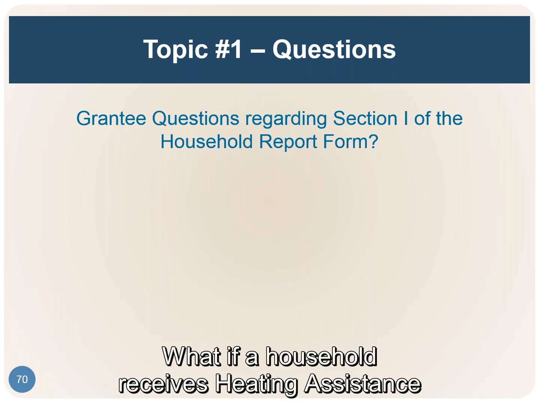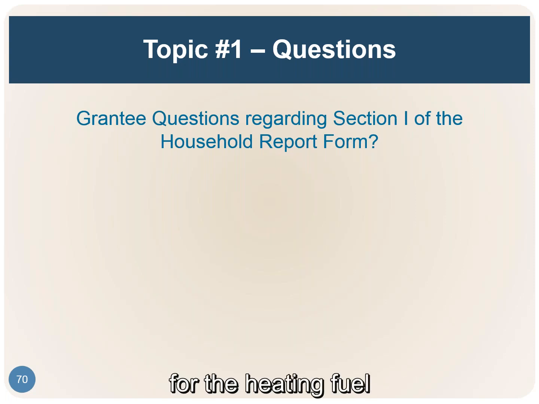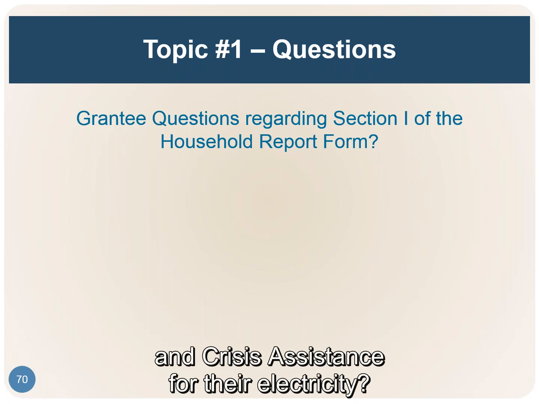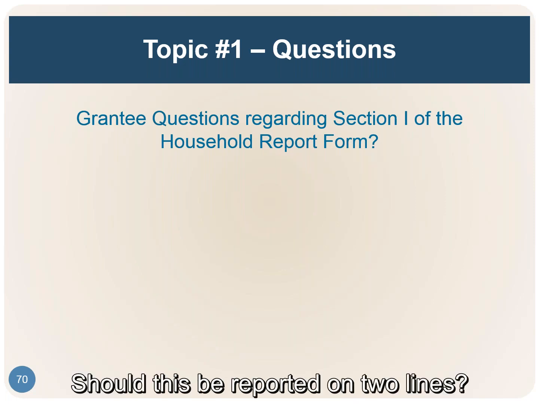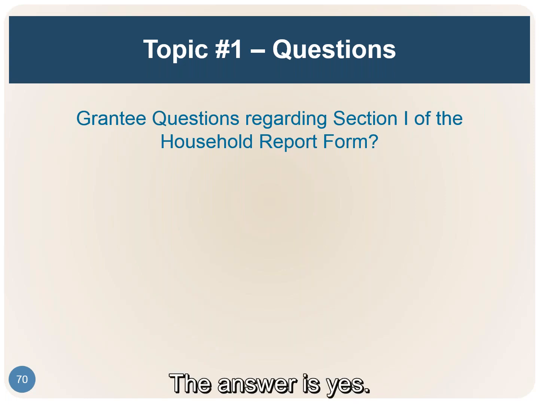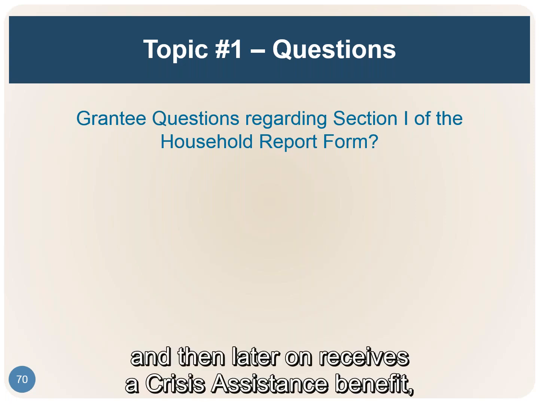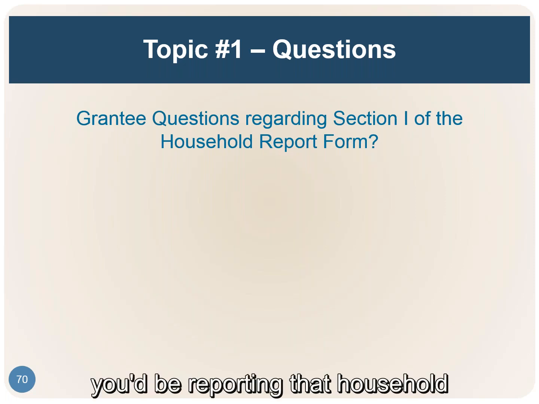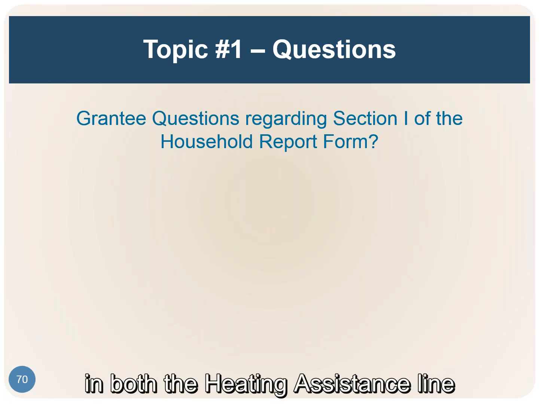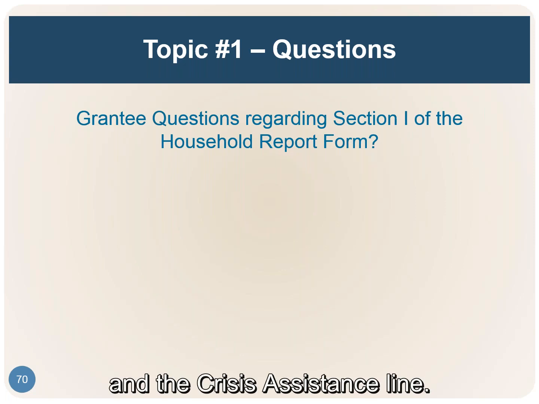What if a household receives heating assistance for the heating fuel and crisis assistance for their electricity? Should this be reported on 2 lines? The answer is yes. So if a household received a regular heating assistance benefit and then later on receives a crisis assistance benefit, you'd be reporting that household in both the heating assistance line and the crisis assistance line.